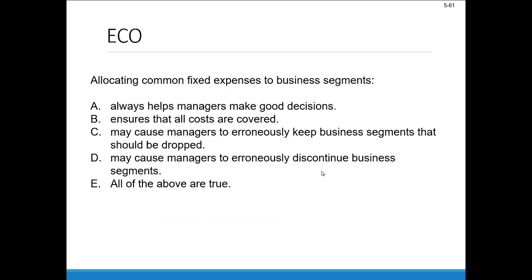Okay, quick question. So allocating common fixed expenses to business segments then does what? Think about these potential answers, pause the video, come back for the solution. Best choice there is D, may cause managers to erroneously discontinue business segments. Again, if we're dumping a whole bunch of common fixed expenses on individual segments who can't control those, who aren't responsible for driving those costs, then we may make potentially profitable segments look unprofitable, or at least less profitable.